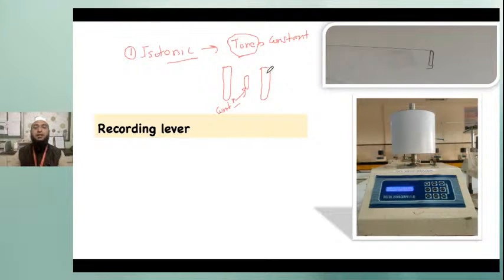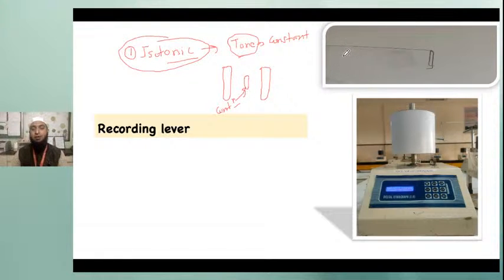So what you did in this experiment by using an isotonic lever is you maintained the same tone, whereas the length of the tissue is changed, and depending upon the change in the length of the tissue, the response is recorded on the kymograph paper. This lever is called the frontal writing lever, and it is isotonic in nature. Isotonic means tone is constant and the size of the tissue is going to change.